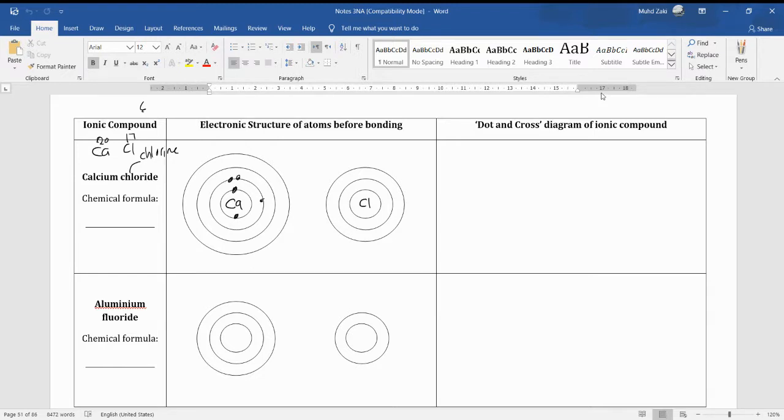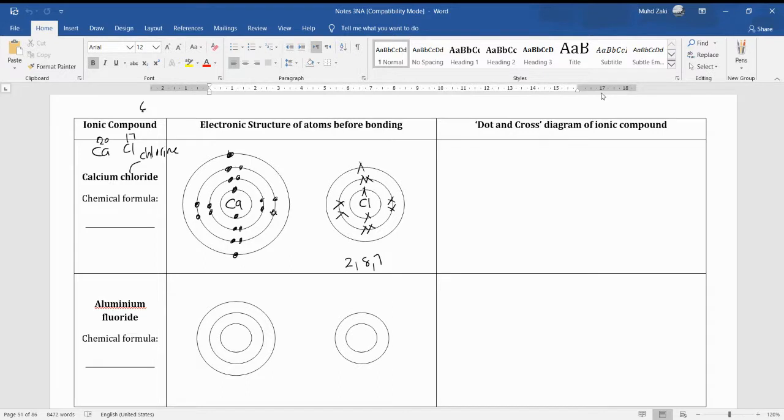So it should be 2, 8, 2. Okay, please do one with a dot, the other one with a cross. Calcium is 2, 8, 2. Whereas chlorine has 17 electrons, so it should be 2, 8, 7, right? 2, 8, 7. So we draw the electrons for the other atom with a cross.